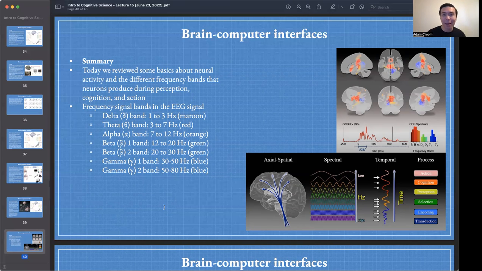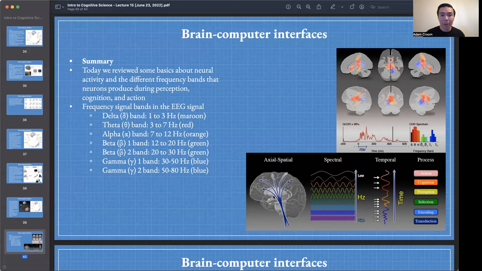We looked at delta bands, which occur from 1 to 3 hertz. We looked at theta bands, which occur from 3 to 7 hertz. We looked at alpha bands, which occur from 7 to 12 hertz. We looked at the beta 1 band, which occurs from 12 to 20 hertz. We looked at the beta 2 band, which occurs from 20 to 30 hertz. We looked at the gamma 1 band, which occurs from 30 to 50 hertz, and the gamma 2 band, which occurs from 50 to 80 hertz.